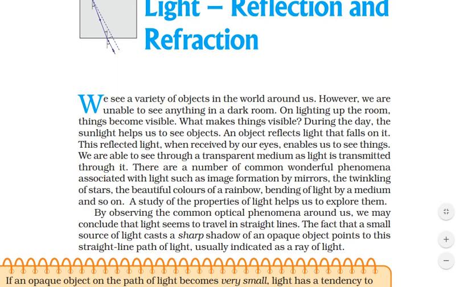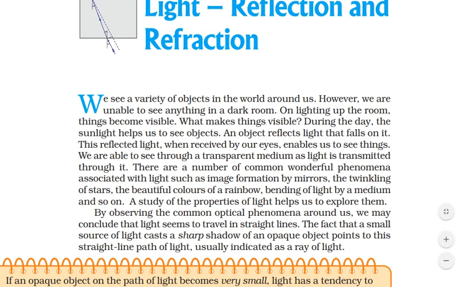So light is a kind of energy which enables us to see all the objects. How can we see the different objects? Whenever light falls on an object, that object reflects the light. That means it is bouncing back the light, and when this bouncing back of light happens, it is received by our eyes, and then we are enabled to see the different objects.